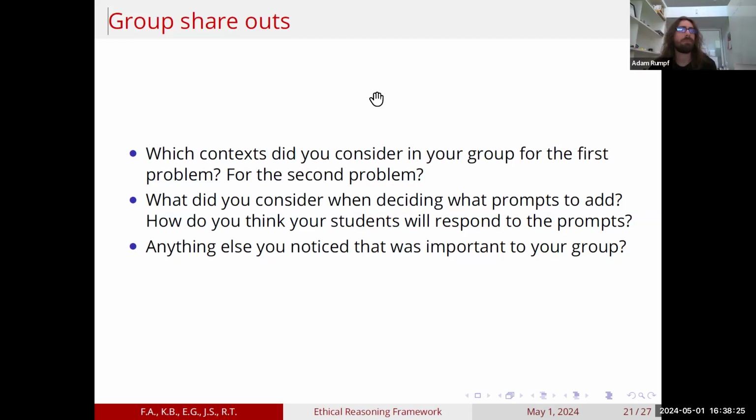Do you want to hear the second one? I can share what you'd like, and if you want to summarize it, was there anything that was important to the group? For the first one or in general? In general.